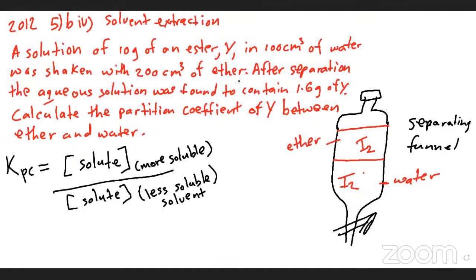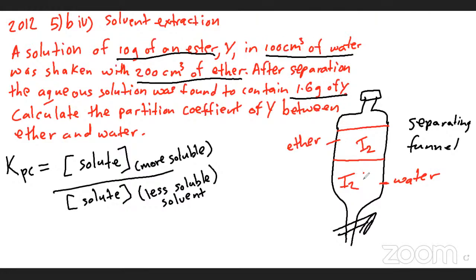So if we look at the question, it says a solution of 10 grams of an ester. So the solute here is ester in 100 cm cube of water. It was shaken with 200 cm cube of ether. After separation, the aqueous solution was found to contain 1.6 gram of Y. So remember, you have a solution of 10 gram of ester in 100 cm cube of water.